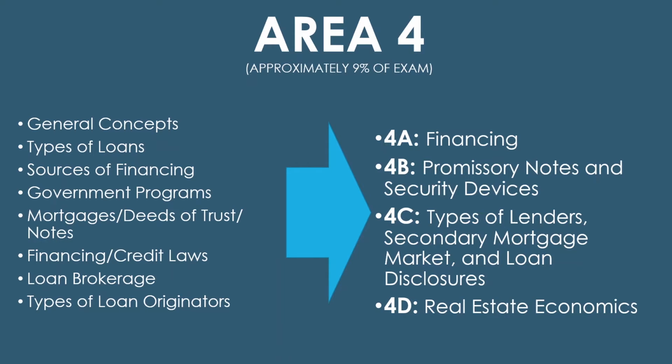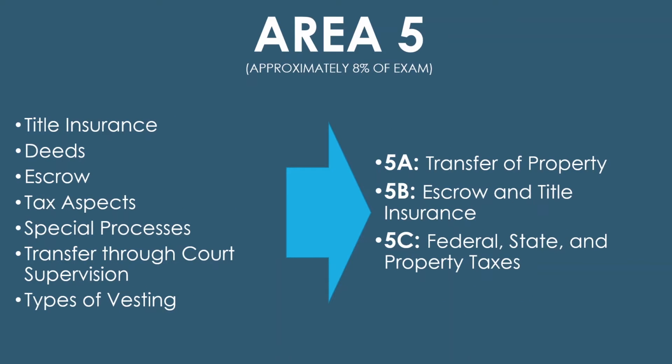Okay, area 5, 8% of the exam. So this covers title insurance, deeds, escrow, tax aspects, special processes, transfer through court supervision, and the types of vesting. So this is quite a bit of information here, and we put it into 3 sub areas of transfer of property, escrow and title insurance, as well as federal, state, and property taxes. So a lot of great info here. It's a small section, but there still is a lot to know about.